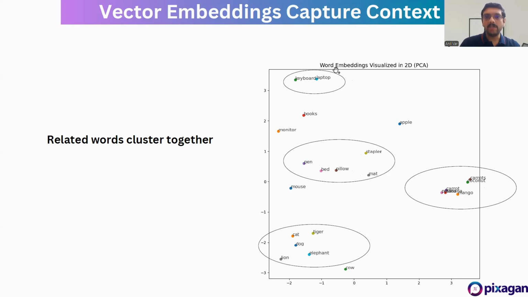You see electronics showing up together. You see keyboard and laptop showing up very close together, which means when GloVe has been trained on data, it's found that keyboard and laptop show up in contexts that are related, right? Whereas keyboard and cat don't really do that.